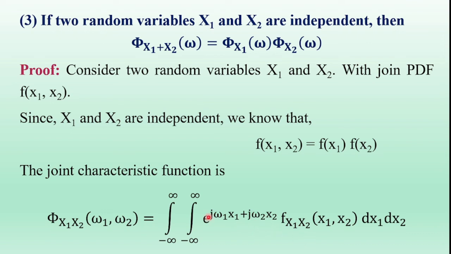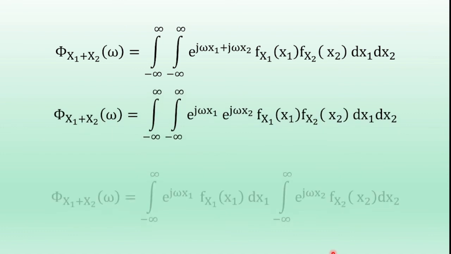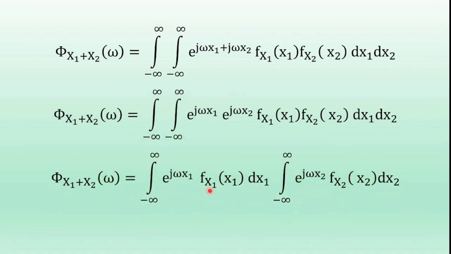Now here, this exponential term is arranged as e^(jω1x1) into e^(jω2x2), and since x1 and x2 are independent random variables, the joint density function is equal to the product of their individual density functions, that is f_x1(x1) into f_x2(x2). So this right-hand side term can also be rearranged as integral from minus infinity to infinity e^(jωx1) f_x1(x1) dx1 into integral from minus infinity to infinity e^(jωx2) f_x2(x2) dx2.